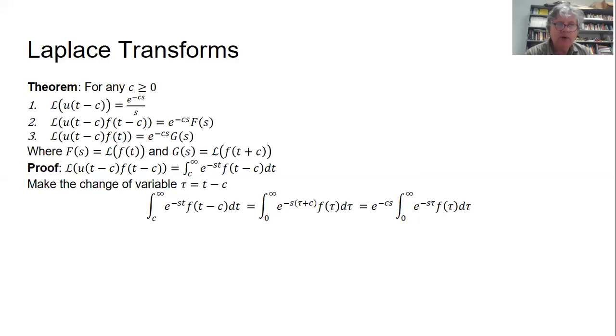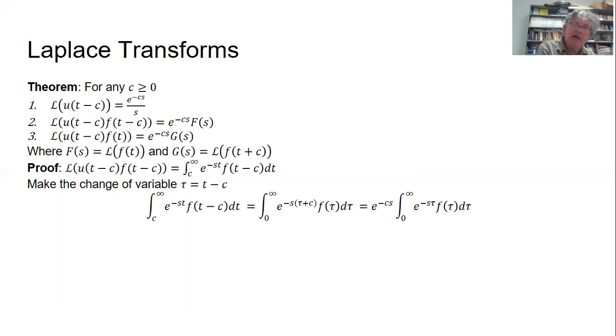And then when t is c, tau is 0. When t is infinity, tau is infinity. So it changes the integral to go from 0 to infinity. And then we get an e to the minus s times tau plus c. It's just by the change of variable, times f of tau.